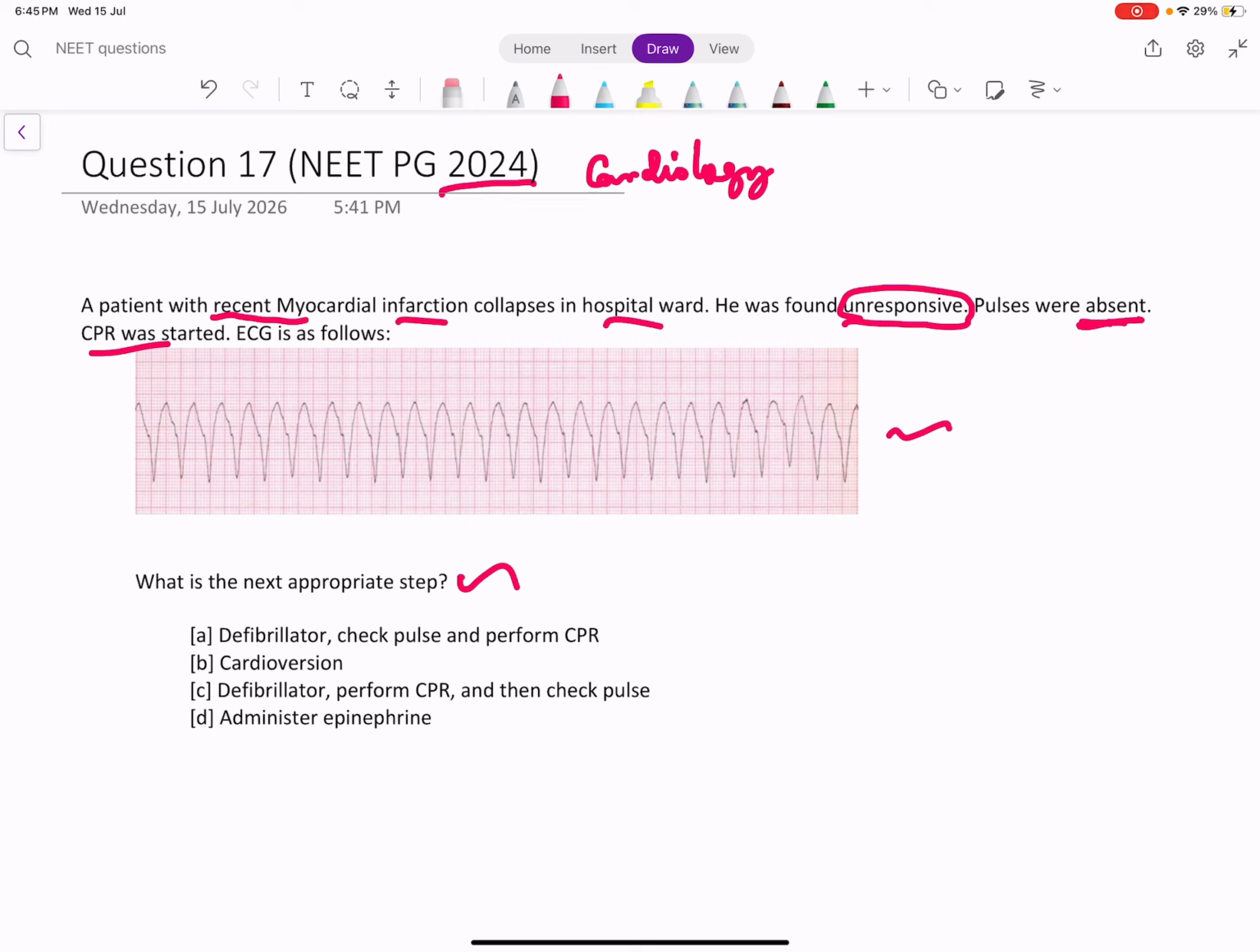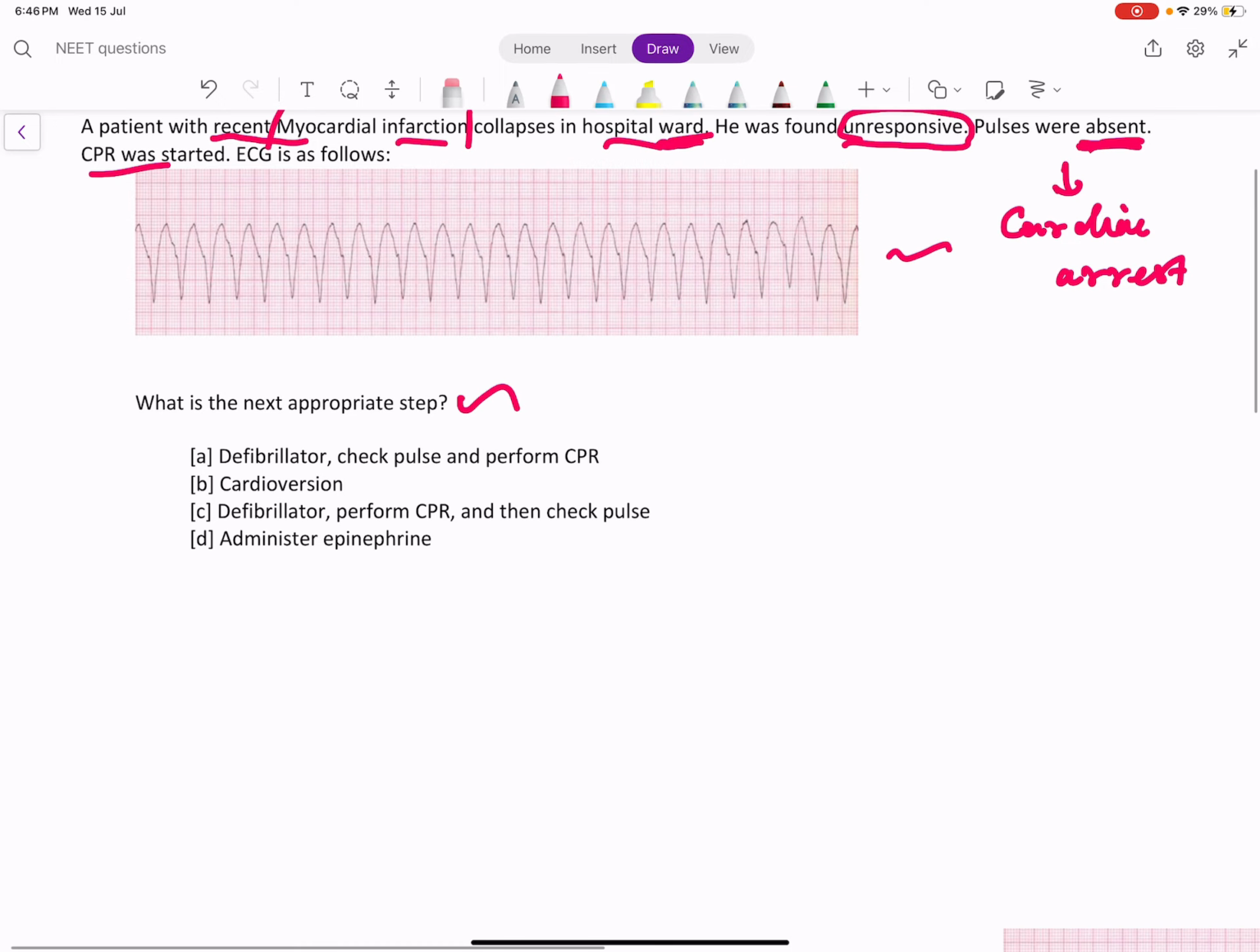So understanding this question, a patient with a history of myocardial infarction who is in the hospital ward collapses. He is unresponsive, means he has lost his consciousness, and pulses were absent. So this is clearly a case of cardiac arrest. It is not a live patient, he has collapsed. It's a case of cardiac arrest.